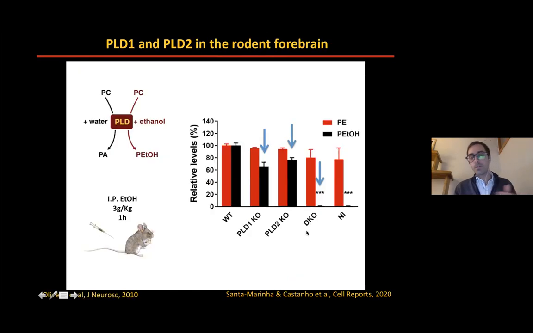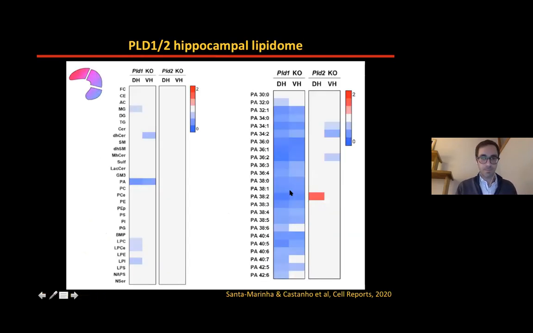So based on this, we can actually take two conclusions from here. The first one is that in mice, PLD1 and PLD2 are likely the only two canonical PLD activity sources. And the second thing is that if you add up the decrease in PLD1 knockout animals and the decrease in PLD2 knockout animals, you can see that it doesn't add up to 100. So there is some level of compensation going on here.